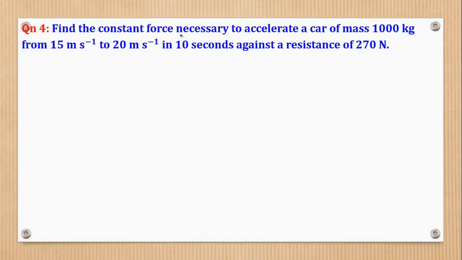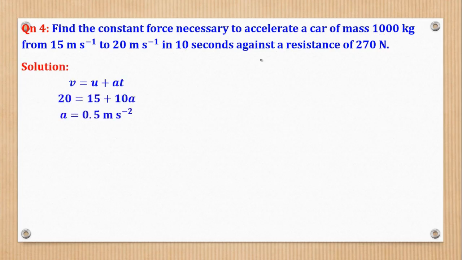Find the constant force necessary. I think you'll see the questions are arranged in such a way that they will give an option for smooth surface and also for rough surface. So question 4 is now rough. It says find the constant force necessary to accelerate a car of mass 1000 kilograms from this to this in 10 seconds against a resistance of 270. So you first use the first equation of motion to get the acceleration.